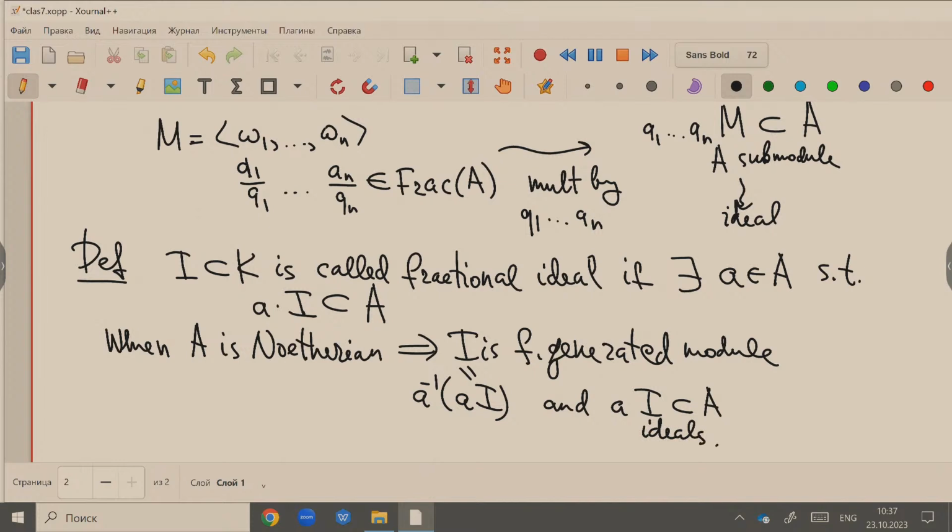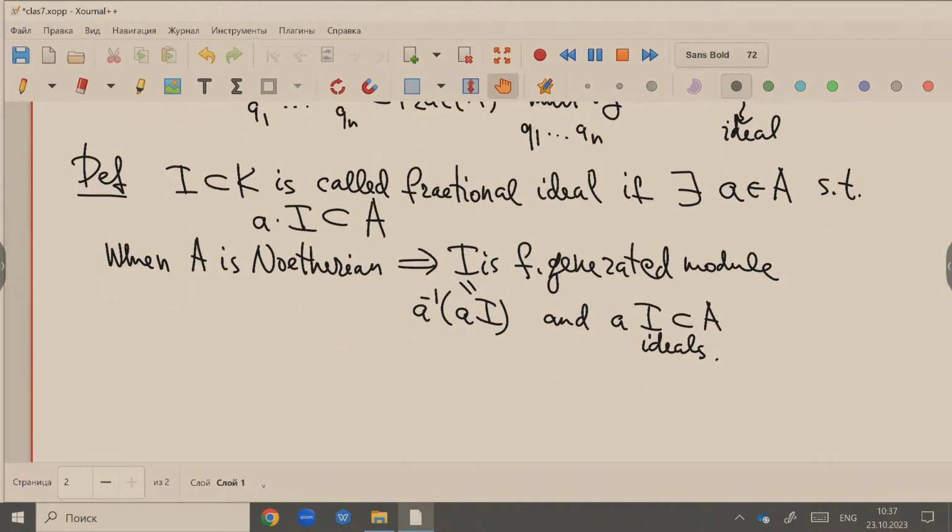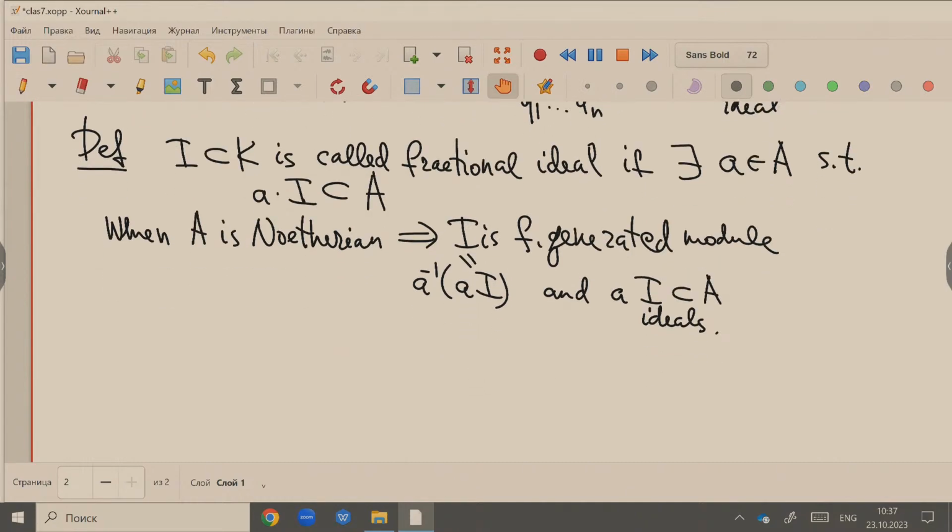So these notions are more or less equivalent. They're equivalent in the Noetherian world. And so we can use the notion that is more convenient for us. Yeah? So this means that, about our operations, yes, you see that, remark.